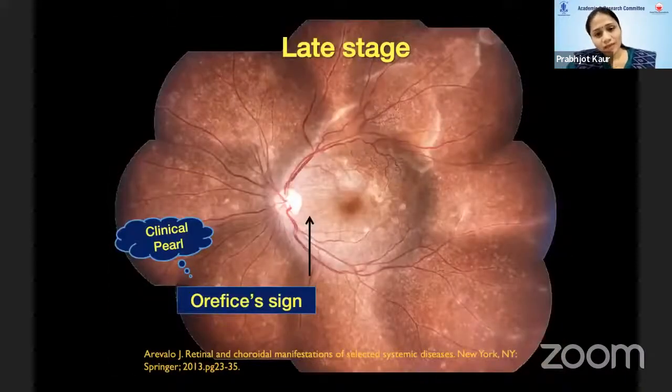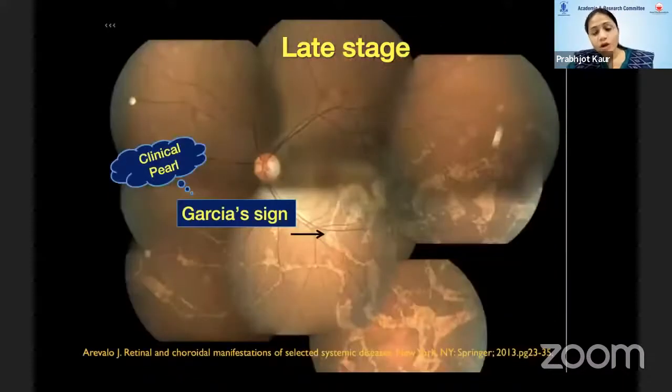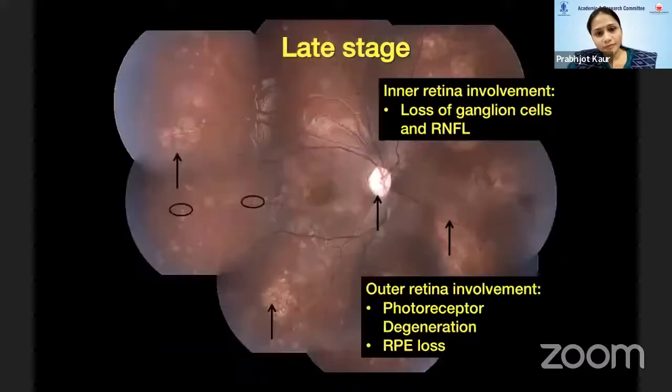In the late stages, one can appreciate an enhanced ILM reflex, which is known as the orifices sign, or pick up subretinal whitish atrophic spots, which are known as Garcia's sign, which are basically the subretinal tracts, probably more associated with large worm disease. In the later stages, you would appreciate outer retinal involvement in the form of photoreceptor degeneration, RPE loss, and inner retinal involvement in the form of loss of ganglion cells and RNFL along with optic atrophy.